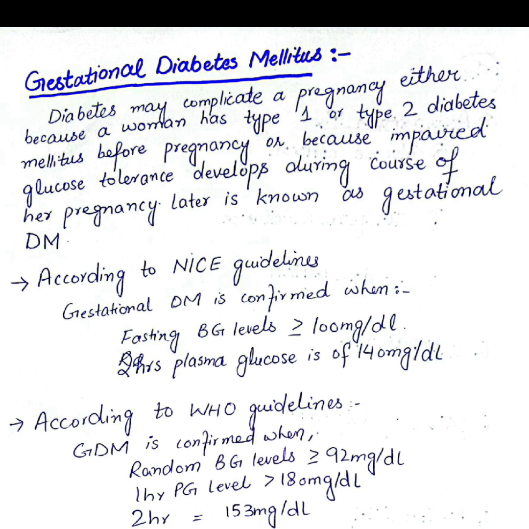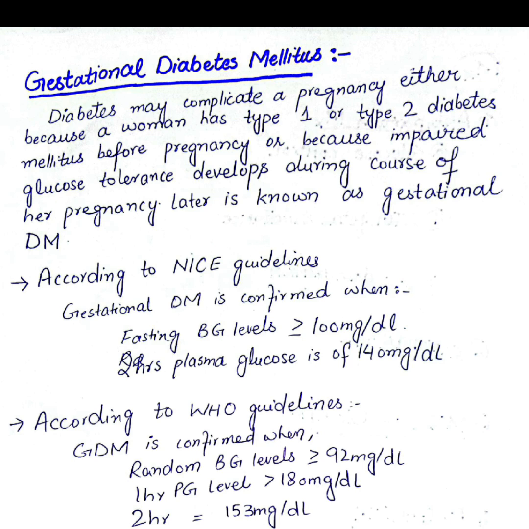So let's start. Diabetes may complicate a pregnancy either because a woman has type 1 or type 2 diabetes mellitus before pregnancy or because impaired glucose tolerance develops during course of her pregnancy. Later is known as gestational diabetes mellitus.